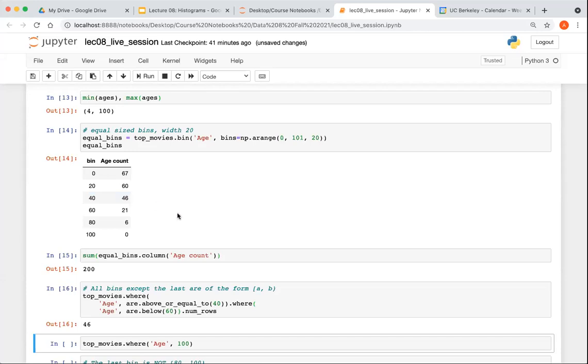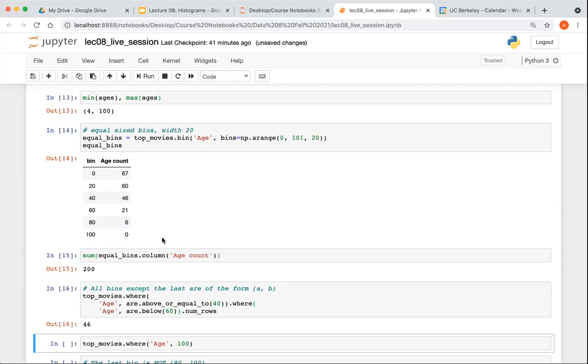Okay. Now, this 100 here is actually not the left end of any bin. It is the right end of the last bin. So when you use bin, this last row always has a different interpretation. That last row always gives you the right end of the last bin, and this number here, the so-called count, is always just listed as 0. You can think of that as a placeholder.